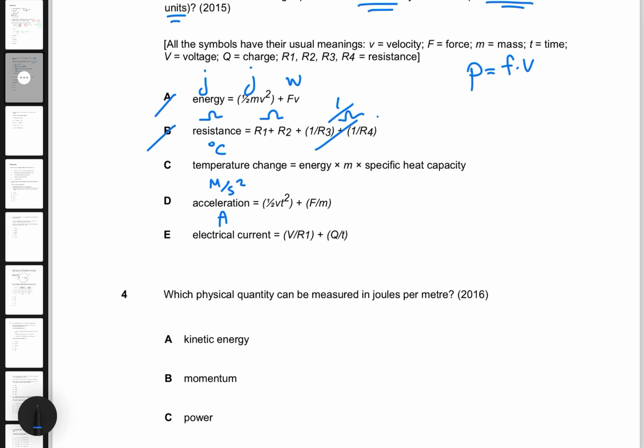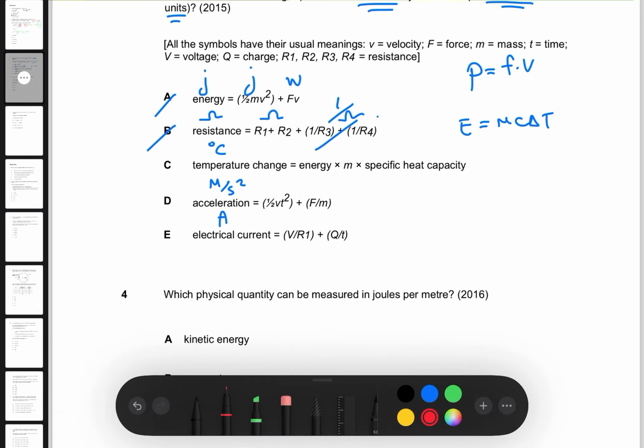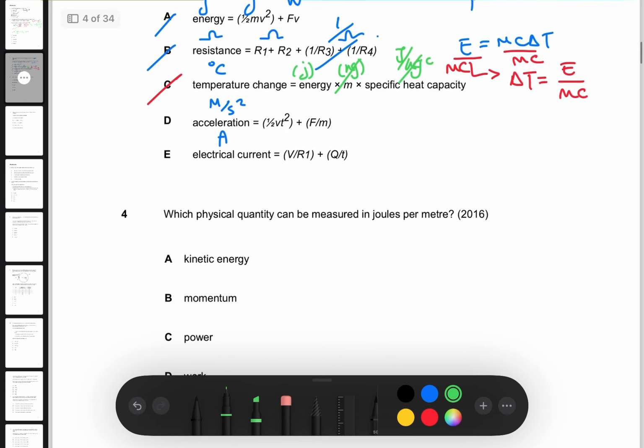Temperature change, well, we know that energy is equal to mc delta T. This is the energy required to raise the temperature of a substance. If we were to rearrange for delta T by dividing both sides by mc, we would find that the change in temperature is energy divided by m times c. And so even the formula is not consistent. So of course the unit for this one is not going to be consistent, but you can also check it out. Energy is measured in joules, m is measured in kilograms, specific heat capacity is measured in joules per kilogram Celsius. So if you were to cancel these out, you would get joules square over Celsius, which is completely inconsistent with the unit of temperature change.